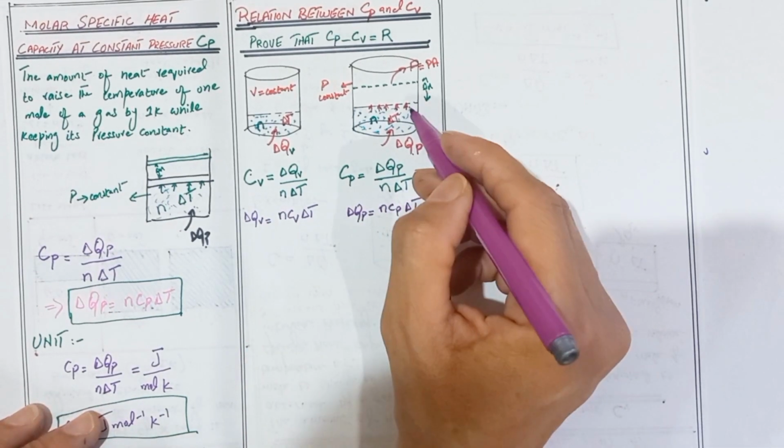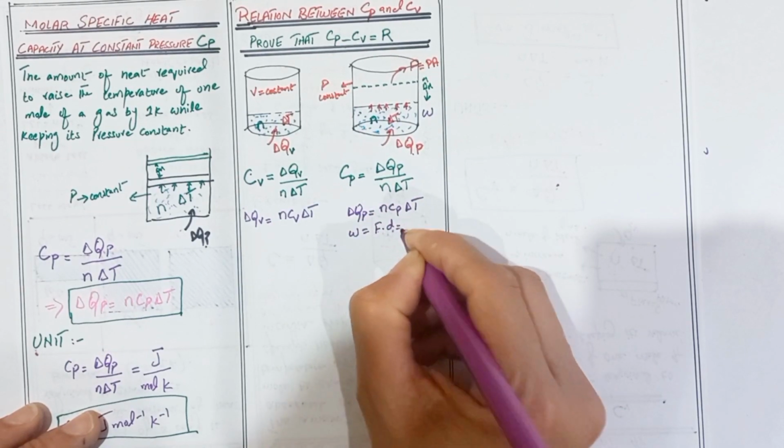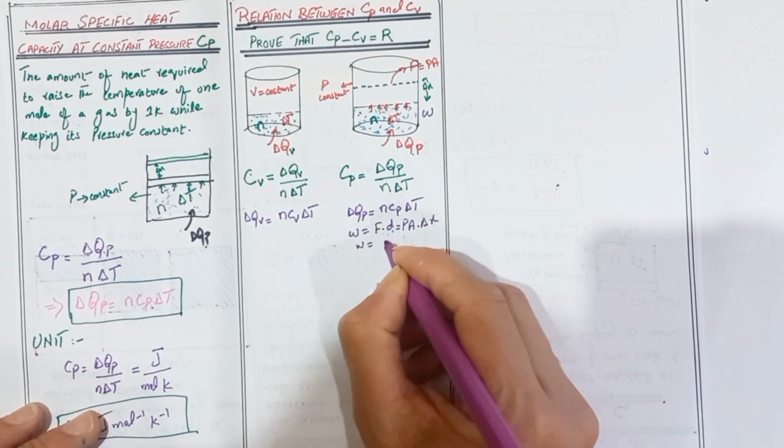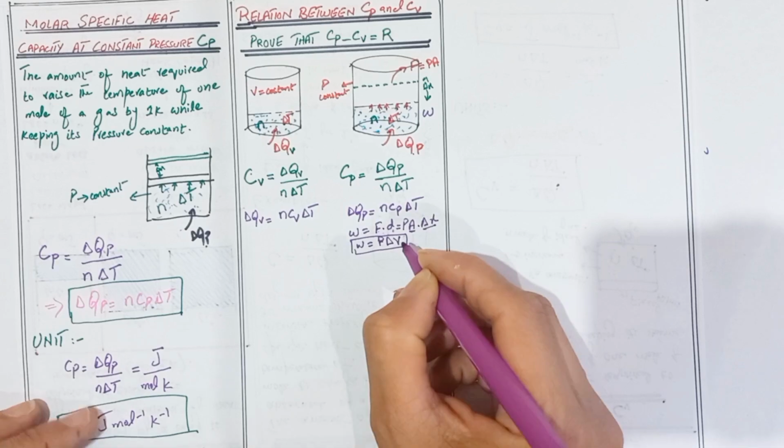Here we also do work W to move the piston upward by delta x. So here we calculate the work done. Work done is force into displacement. The force is equal to pressure into area, and the distance we cover is delta x. So work done is equal to pressure into area into displacement, and area into displacement gives the volume. So work done is equal to P into change in volume.